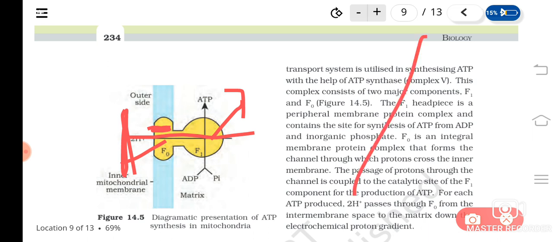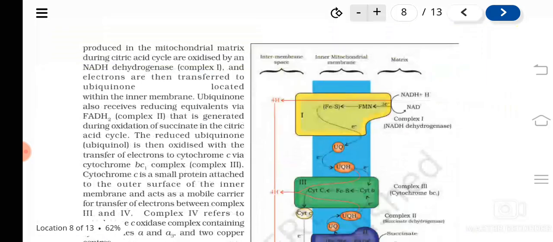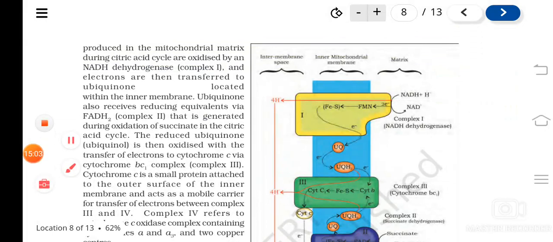Is it clear? So in this way, you can see that the electron transport system helps in oxidizing NADH2 or FADH2, and along with that it creates the H plus gradient across the inner mitochondrial membrane, between the intermembrane space and the matrix, and this results in the formation of ATP.